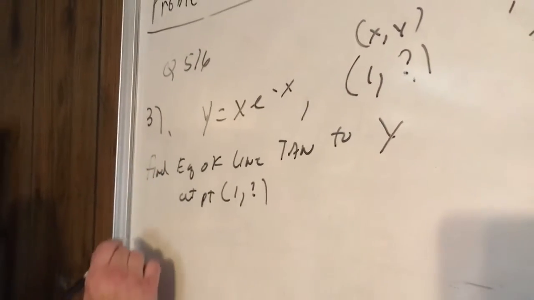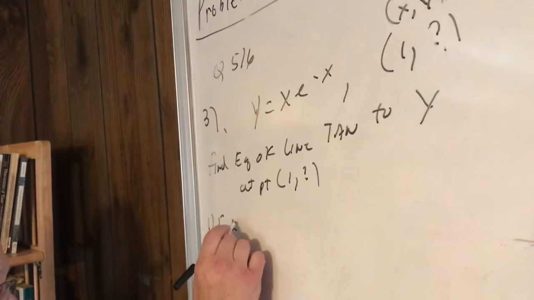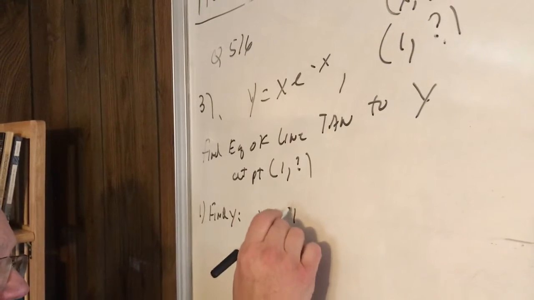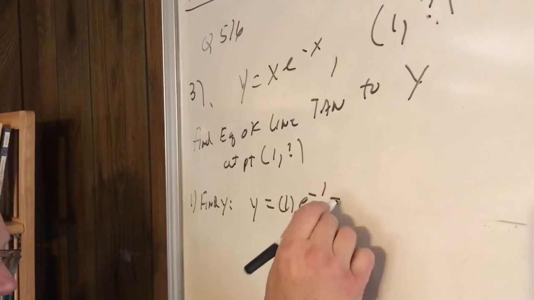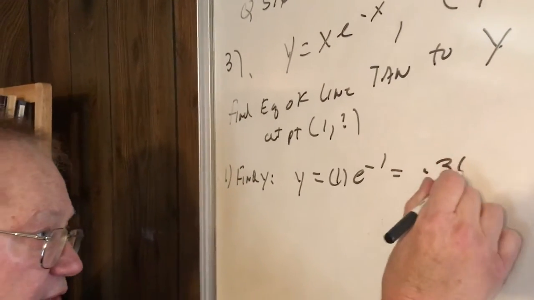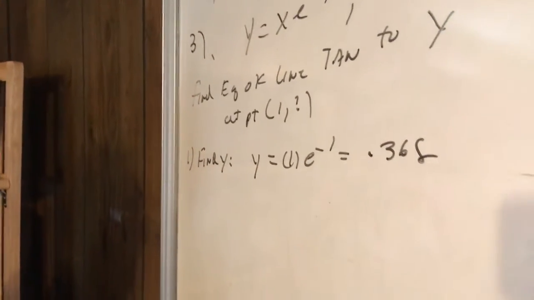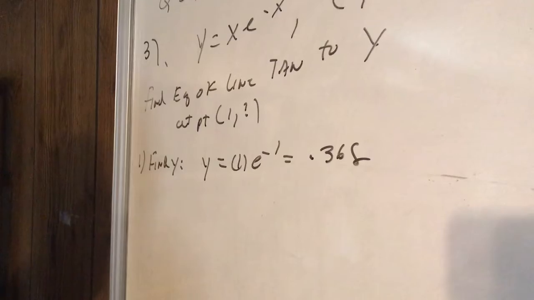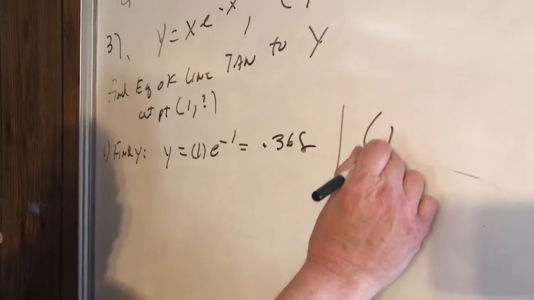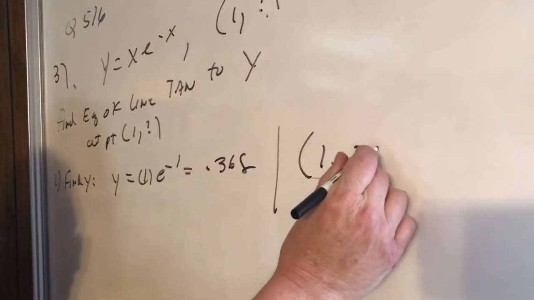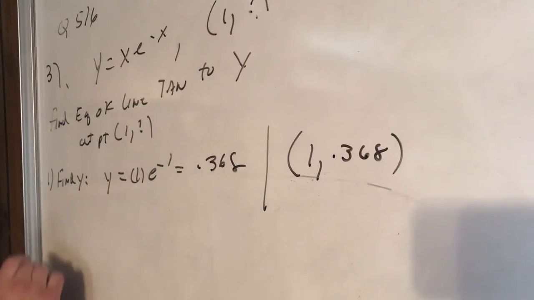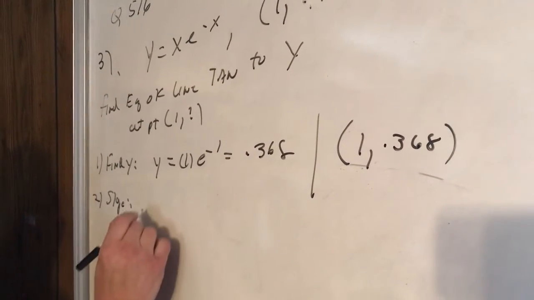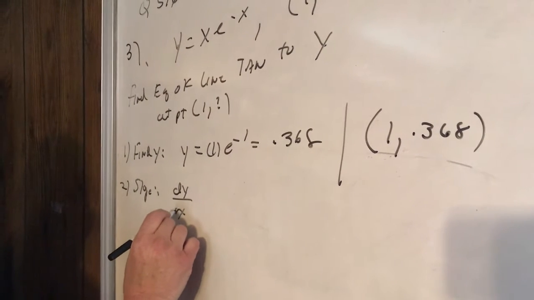So the first thing I want to do is find the y. Go back to the equation and just substitute in 1. That's going to be equal to 0.368. Okay, 1 times e to the minus 1. E to the minus 1 is 0.368. So now the point we want to find the straight line on is 1 and 0.368. Next thing is to find the slope. In that case, you have to find dy/dx.